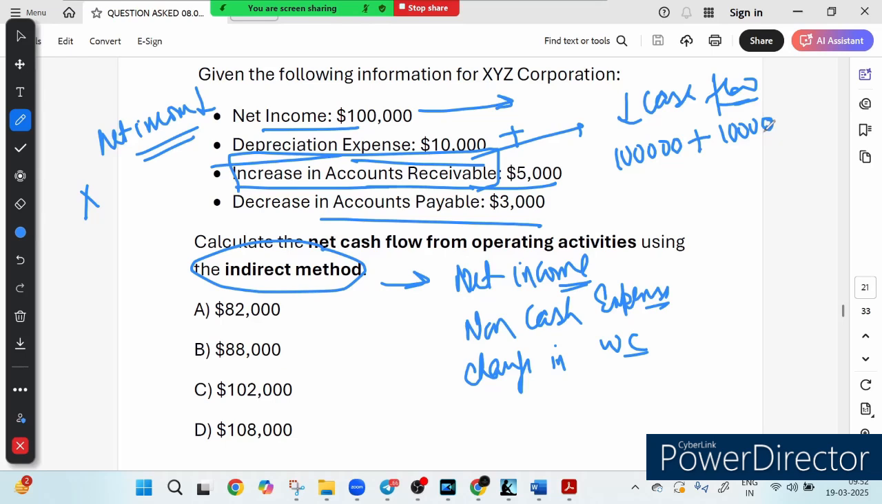And so if we talk about the increase in account receivable, it means the company has made the sale but has not collected the cash. So ultimately what it does, it reduces the cash flow. So that is why we have subtracted this 5,000. It reduces the cash flow.